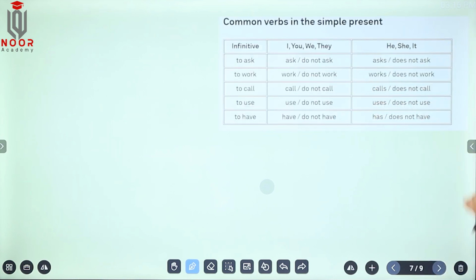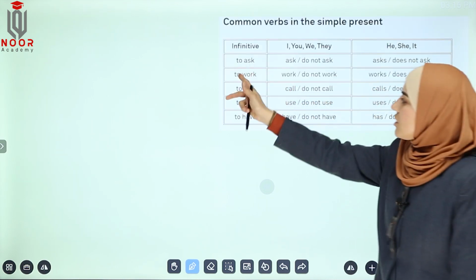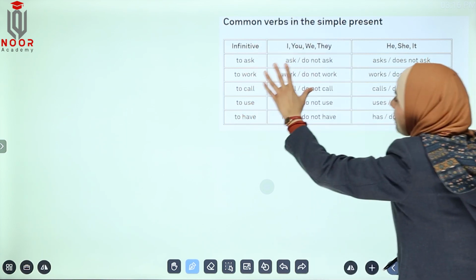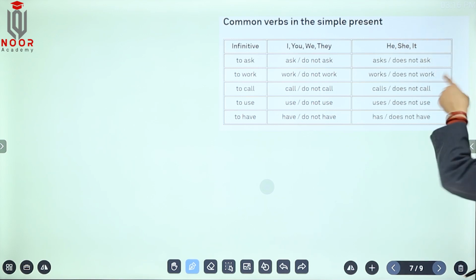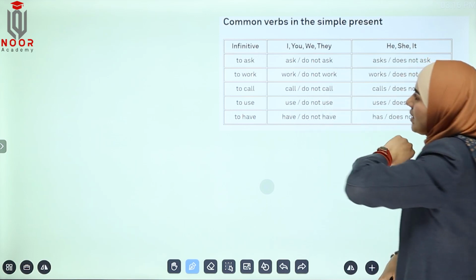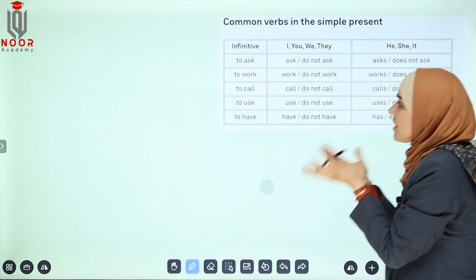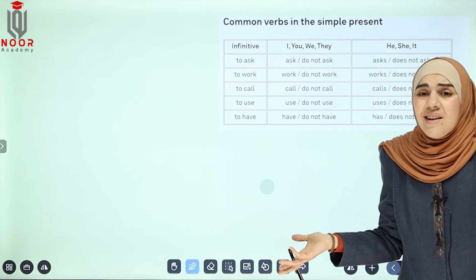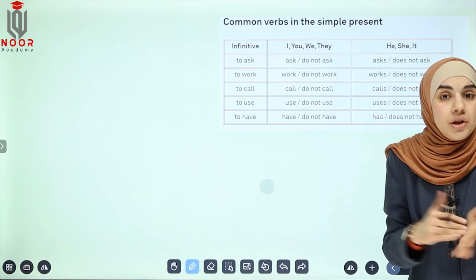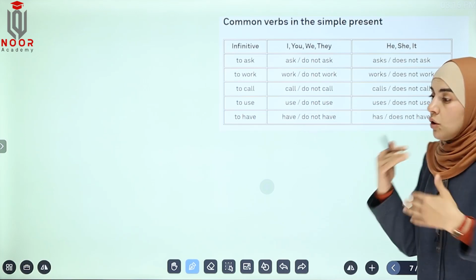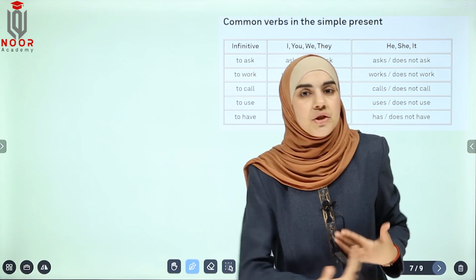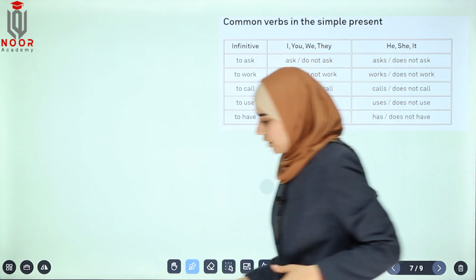And this is very important. Infinitive: to ask, to work, to call, to use, to have. Here we have the 4 pronouns and the 3 rest of them: I, you, we, they ask; do not ask. I can say I ask and I don't ask. I don't ask you why you interrupt me. If I talk about my father, he doesn't ask you. Let's take another example.